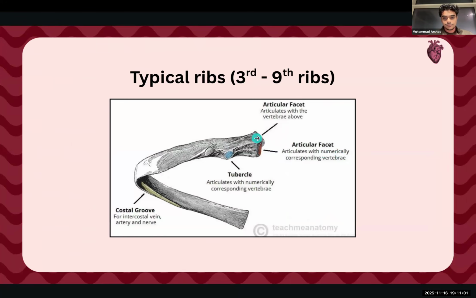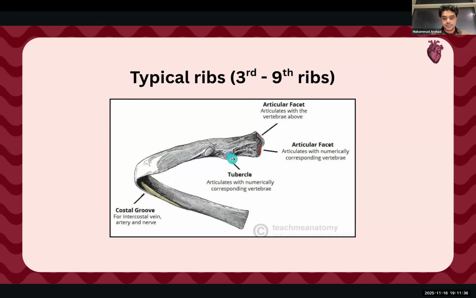So working posteriorly towards the anterior, we're going to start off with the articular facets. The typical ribs have an articular facet for both the vertebra that's numerically above them and the vertebra that numerically corresponds with that number of rib. So what do I mean by that, right? Let's say that this is rib number 3. This articular facet would articulate with the second vertebra, and this articular facet would articulate with the corresponding number, which is number 3. So it articulates with the third vertebra.